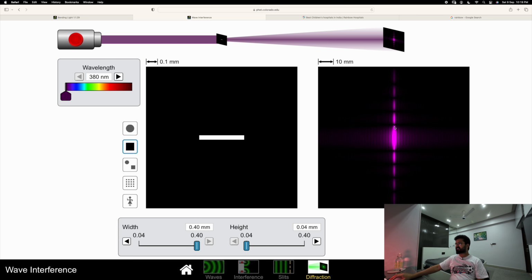So the distance between two consecutive maximas is called fringe width, or fringe distance, or fringe separation. So let us derive a formula to calculate the fringe separation. If you know the wavelength of the light, in this example 380 nanometers, and if you know the slit separation, how do you calculate the fringe separation? What is meant by fringe separation? Please note down: fringe separation is the gap between two consecutive maximas.